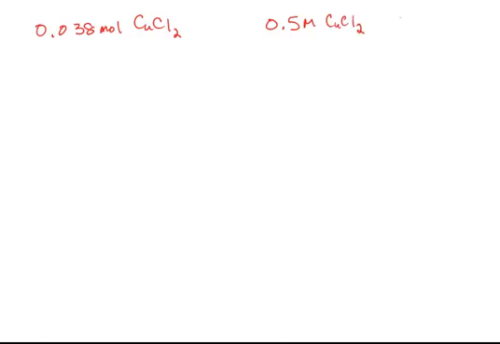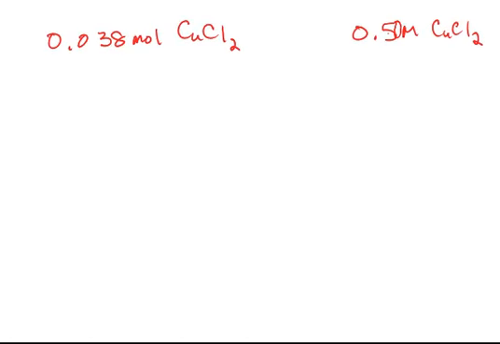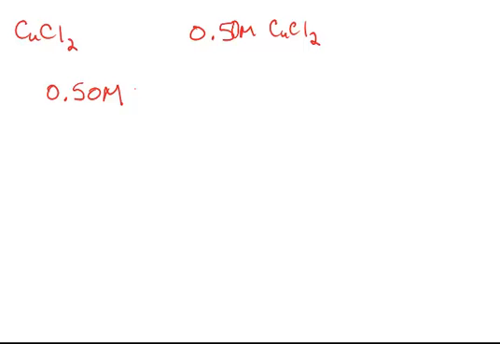Okay? Again, what that means is I have 0.5 moles of copper 2 chloride dissolved per liter of solution. You know what? Let's squeeze another 0 in there. Okay? So what volume of that copper 2 chloride solution would you need to take to make sure that you had 0.038 moles? Well, you can use the molarity equation to easily figure that out. Molarity is moles per liter. Well, the molarity of the solution is 0.50 molar.